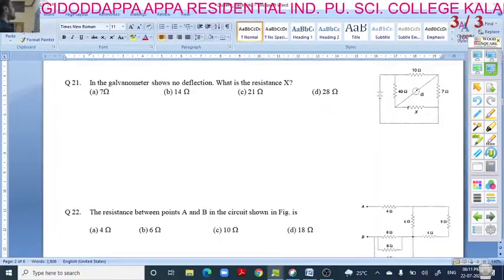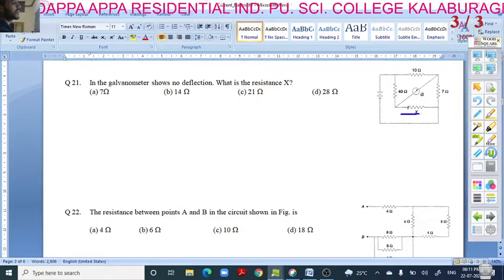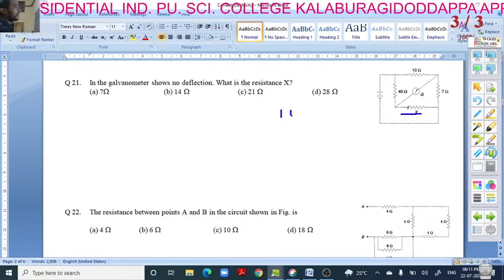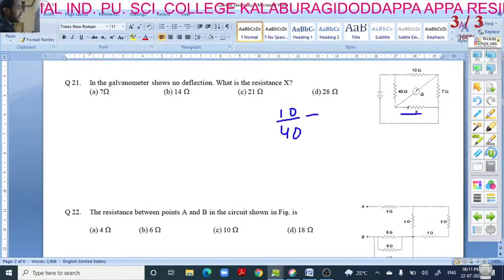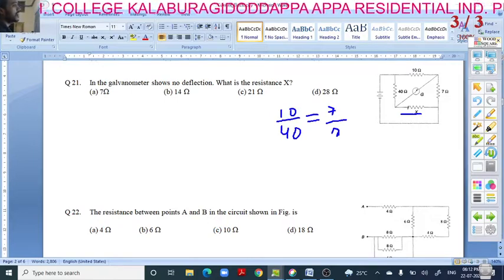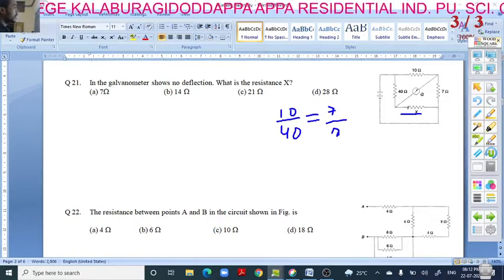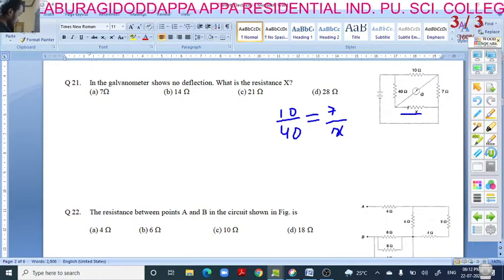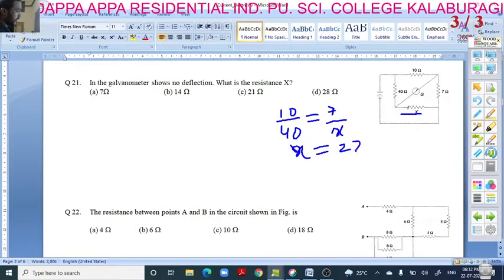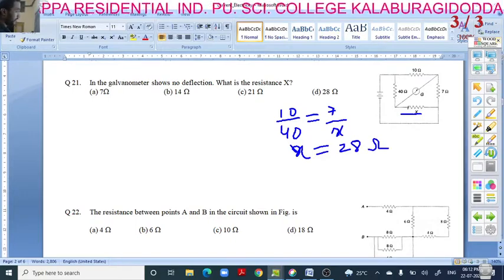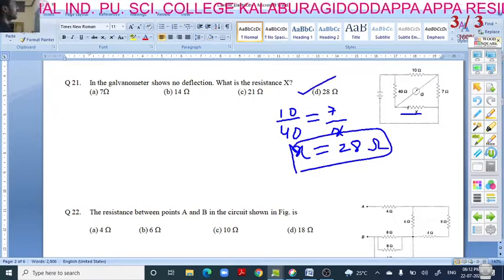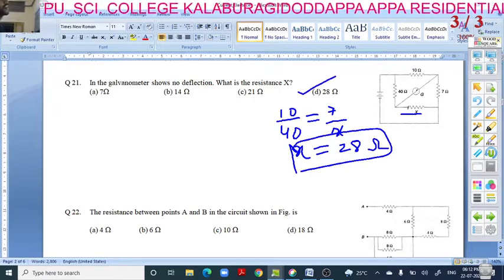The galvanometer shows no deflection. What is the resistance of X? Resistance of X he is asking. So according to the Wheatstone bridge, 10 by 40 is equal to 7 divided by X, right? Then what is the value of X here? That gives X is equal to 28 ohm, right? X is equal to 28. So our option is the fourth option. Next question.